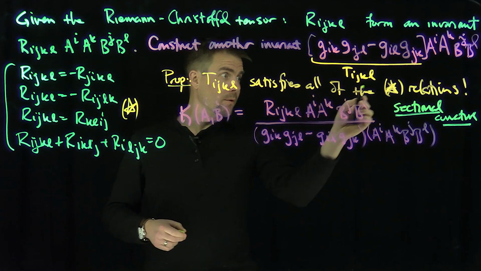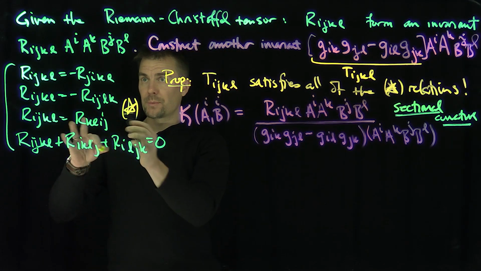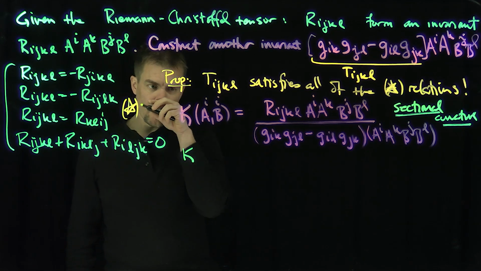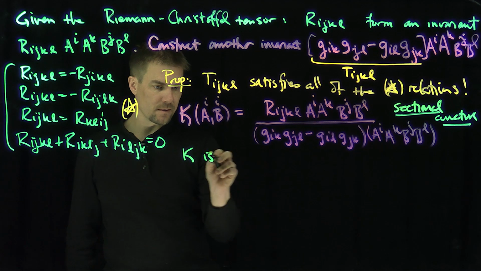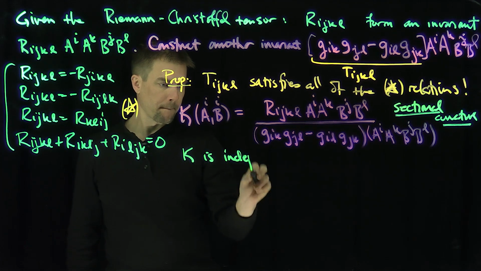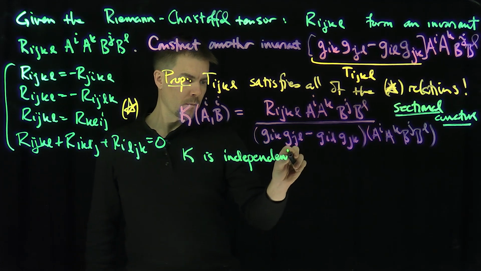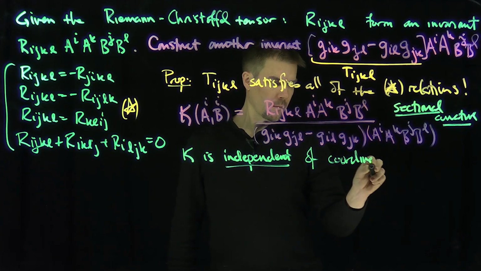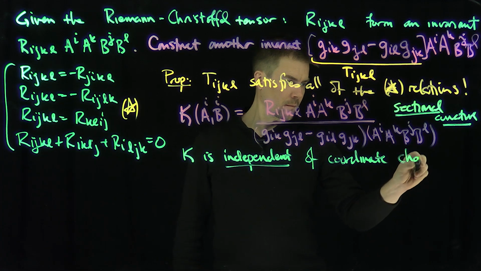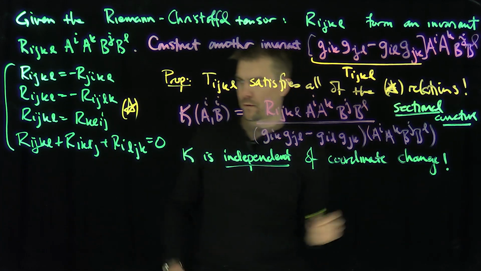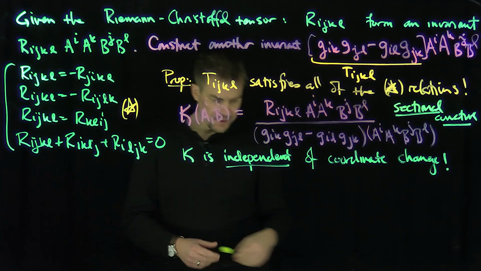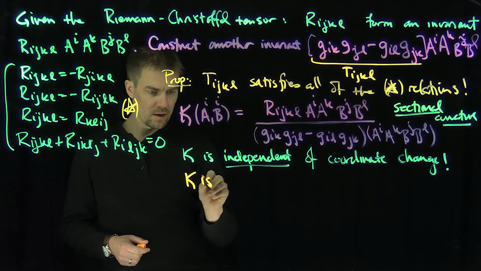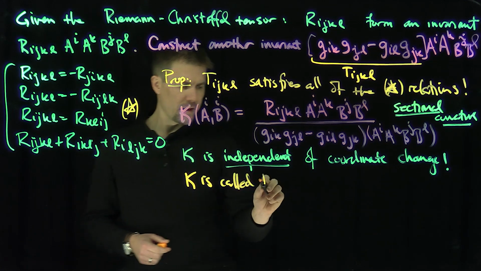Since we have all the relationships satisfied, they're in the same space, and so K is independent of coordinates. This is independent of coordinate change. Beautiful. And so this K is called the Riemann curvature.